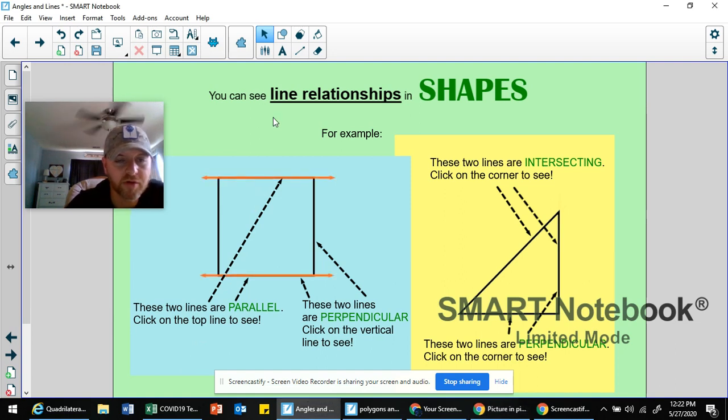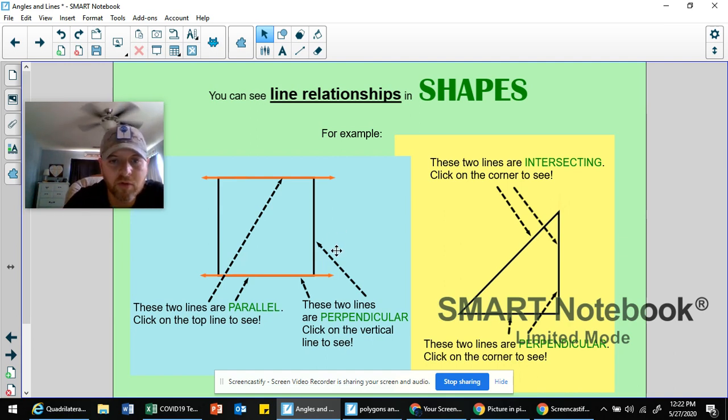is saying these two lines are parallel. So there you go. You can see it a little easier now. So the top and the bottom are parallel. And not only that, if you look hard enough, you'll notice that the left side and the right side are also parallel to each other. Meaning, again, they are the same distance apart. They will never touch, even if they go on and on forever in both directions.